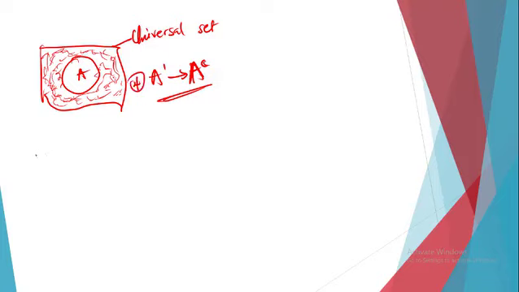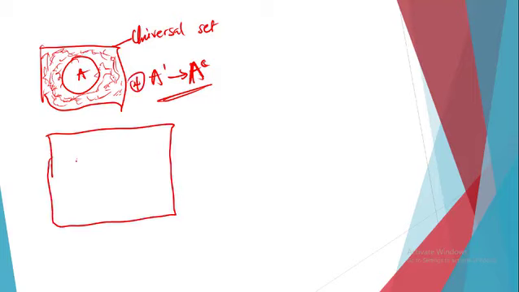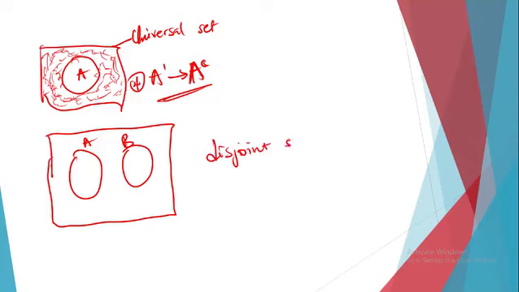Assuming we have another universal set and we have something like this. Now this is A, this is B. We say that A and B are disjoint sets. They are disjoint because they have nothing in common.